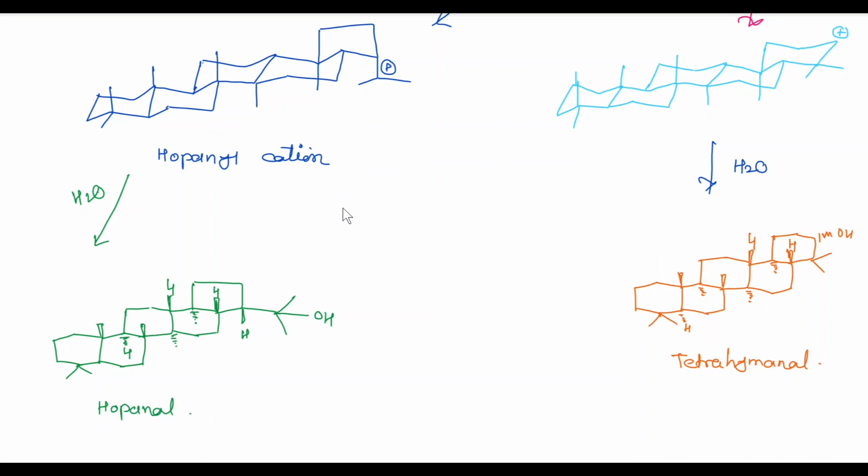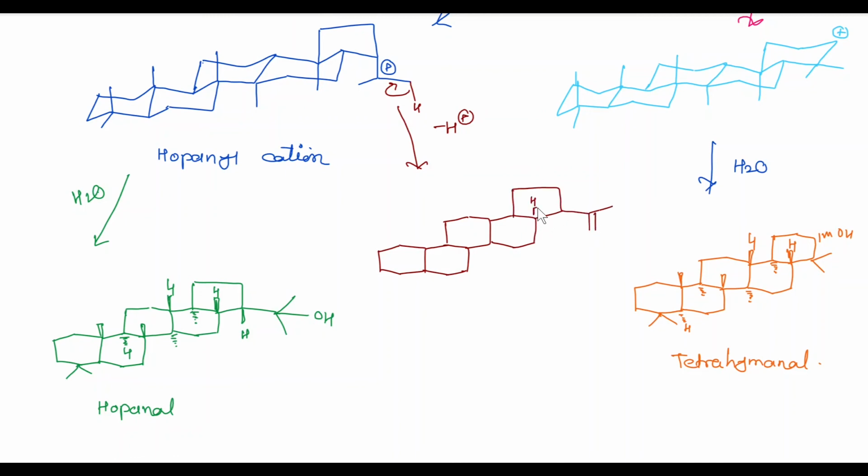And instead of attack of a H2O molecule, if minus H plus takes place from this methyl group, then we get hopene as a product. So this is all about the biogenesis of tetrahymanol, hopene and hopanol.